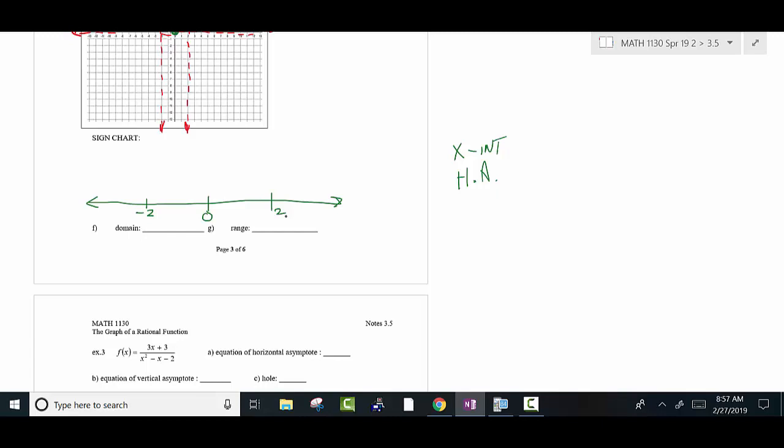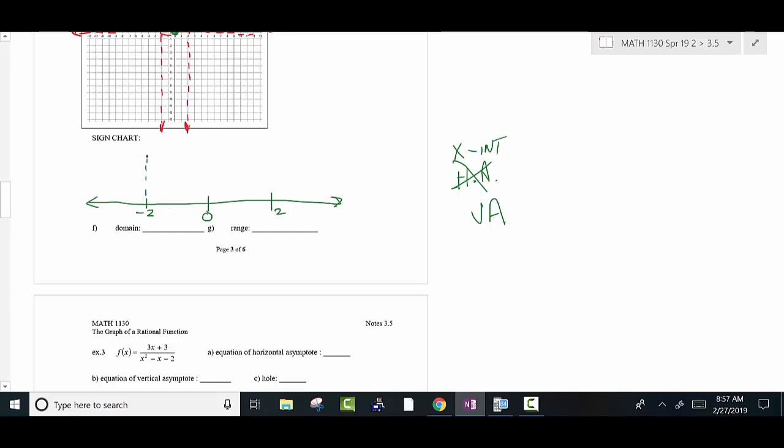Go ahead. You have something? Aren't those your vertical asymptotes? The teacher wrote the wrong thing. Yeah, it's vertical asymptotes. It's anything that goes through x. Okay, so that's x-intercepts and vertical asymptotes, not horizontal. That doesn't have anything to do with what we're doing right now.